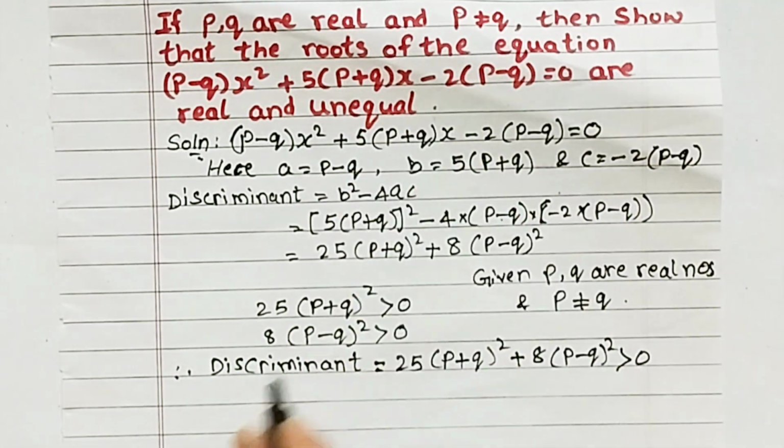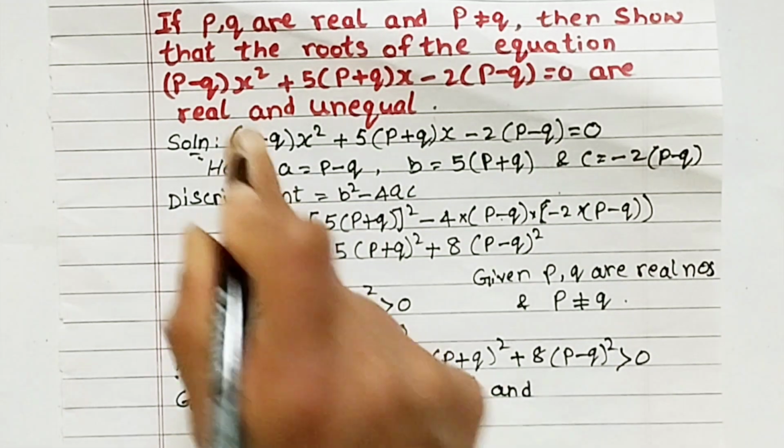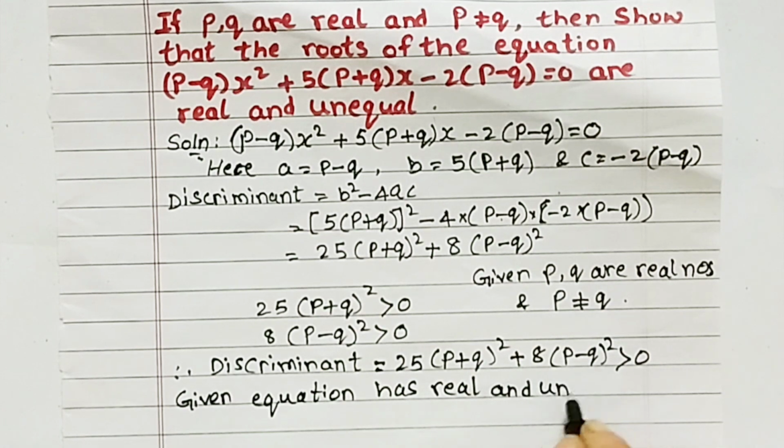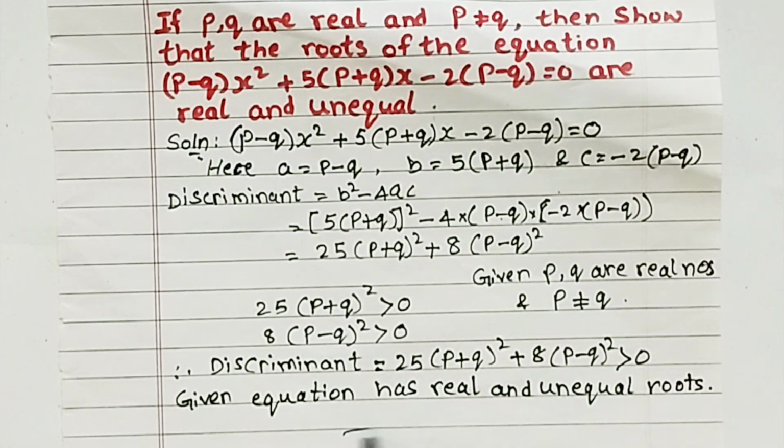That is, the given equation has real and unequal roots. Discriminant greater than 0 means the equation has real and unequal roots.